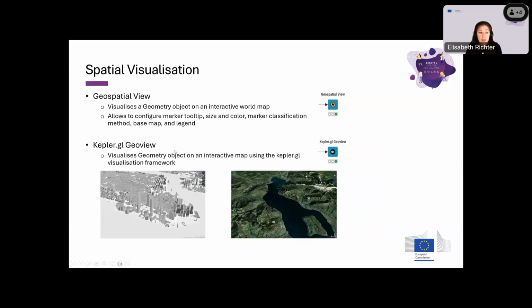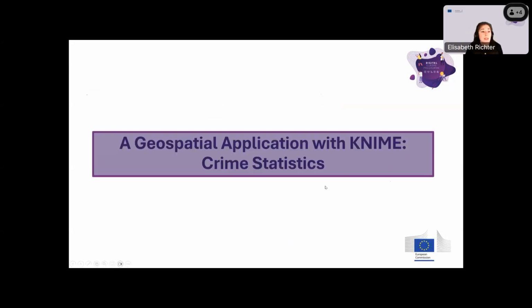We also have the Kepler GL Geoview. I just want to mention that it's a bit specific to this whole geo topic. It also visualizes those geometry objects on an interactive map, but it refers to the Kepler GL visualization framework. By that, you can have more sophisticated, more real-life visualizations, as you can see here in the two examples. All right, and that is roughly a short overview of what we can do with the geospatial extension.